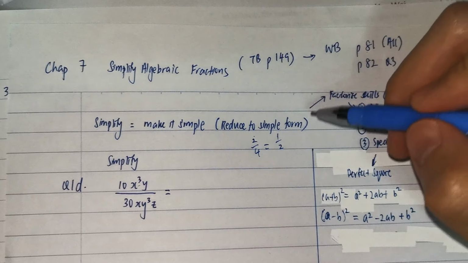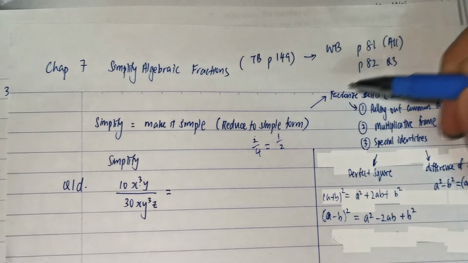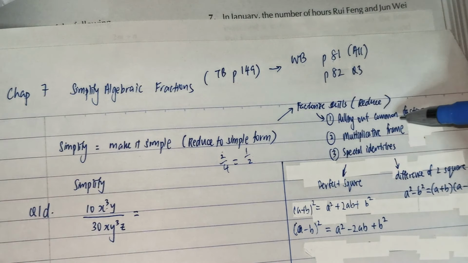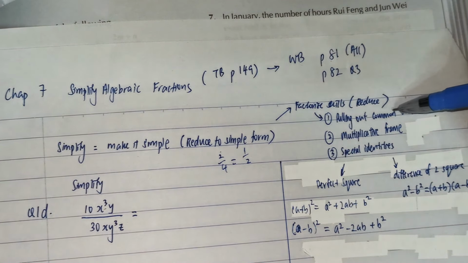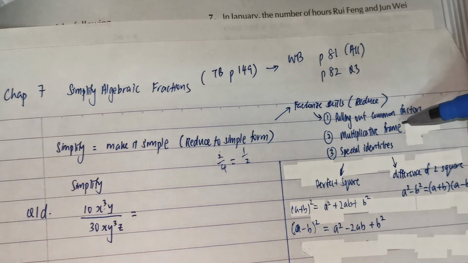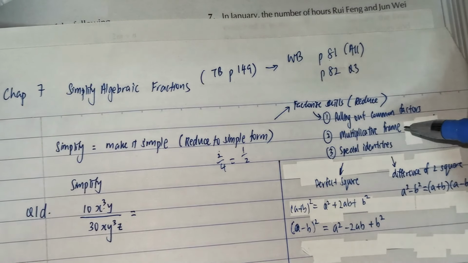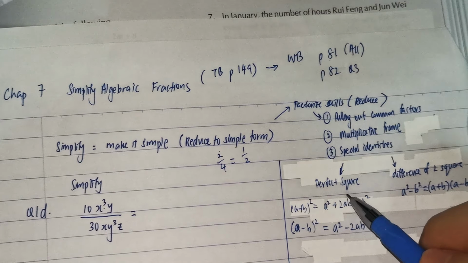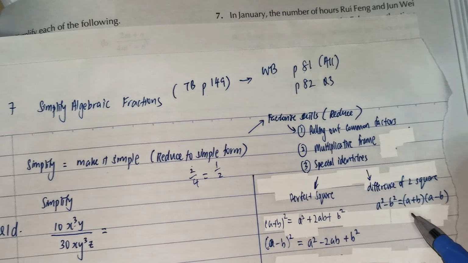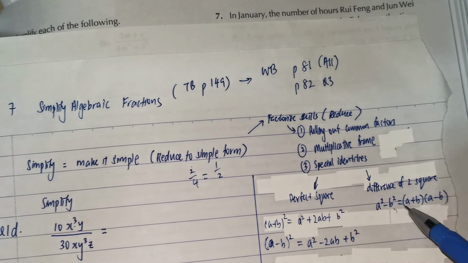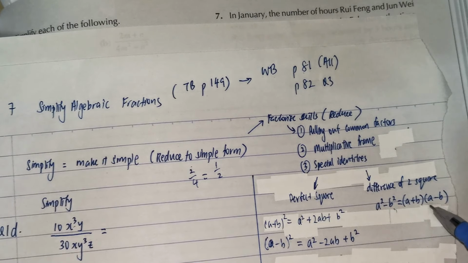So in order to reduce to simplest form, right, you have to use all your factorization skills that you have learned in chapter 5 and 6. First one, it will be your pulling out common factors. Second one will be your multiplicative frame to break down into the different factors. Lastly, you can make use of special identity as well. For example, your perfect square and your difference of two square, which is your a square minus b square. Once you factorize it, it will be a plus b times a minus b.